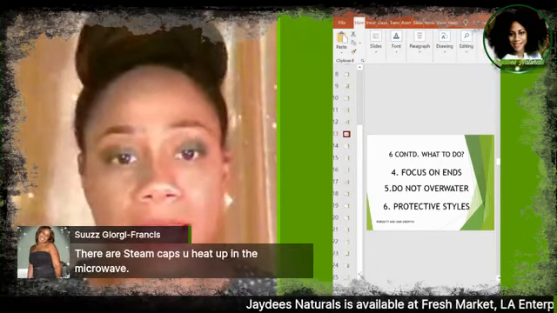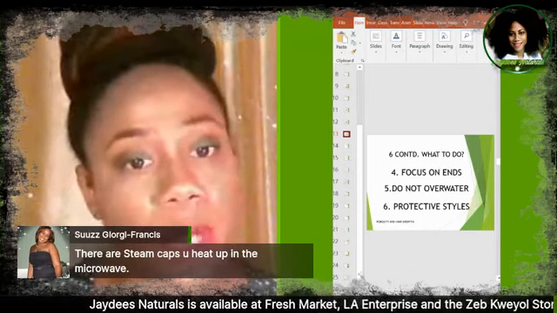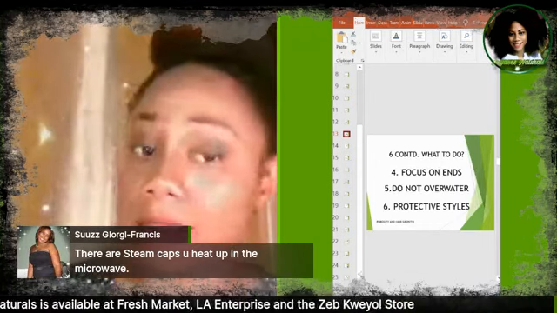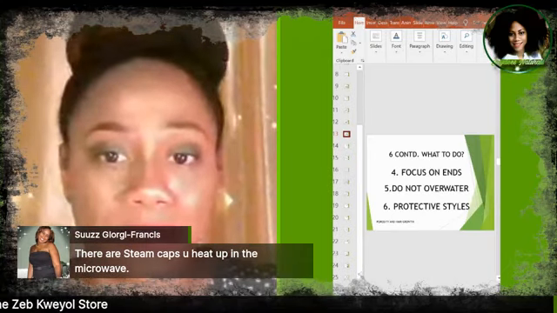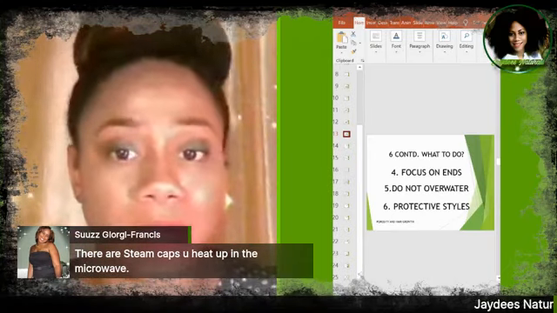So Susie says that there are steam caps that you can heat up in the microwave. Okay, I didn't know about that, so thank you. I must look into it. So yes, you can try and look into those as well.